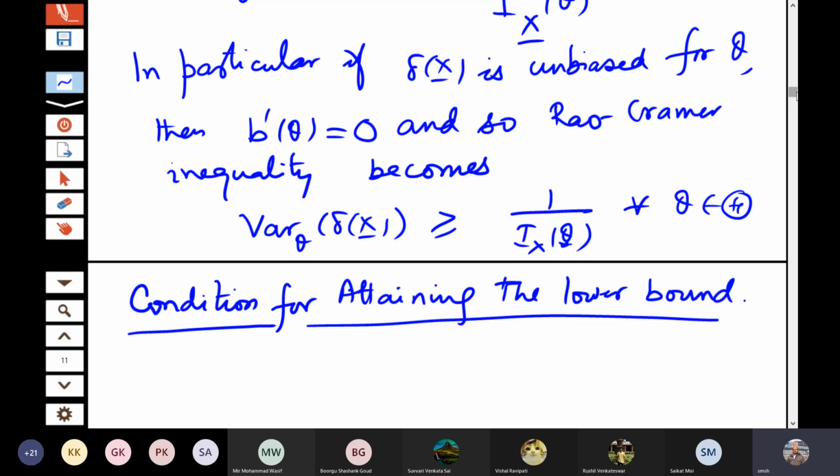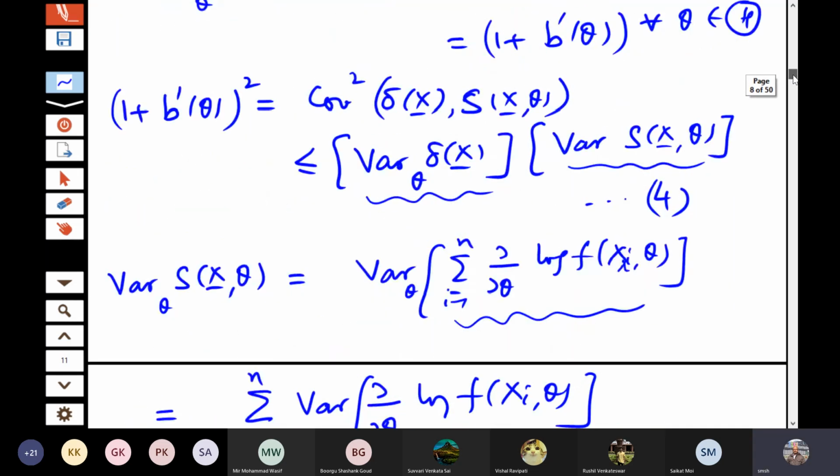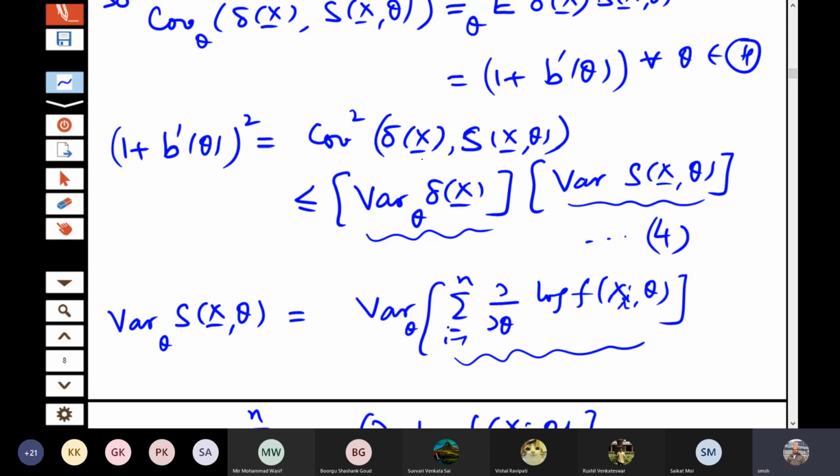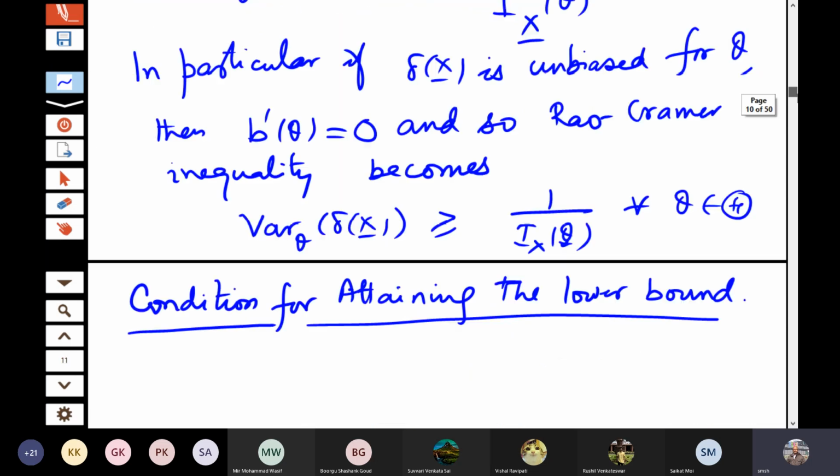So the same condition will be true here, because what we are using here is the covariance between delta x and Sx theta, and I am writing that it is less than or equal to the square root of the variance of this. So the covariance between delta x and Sx theta is equal to this one, that is, the square root of this, provided delta x and Sx theta are linearly related with probability 1. So that is basically the condition for that. Let me write it here.